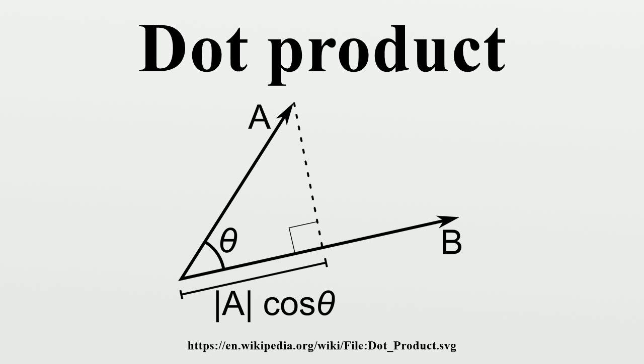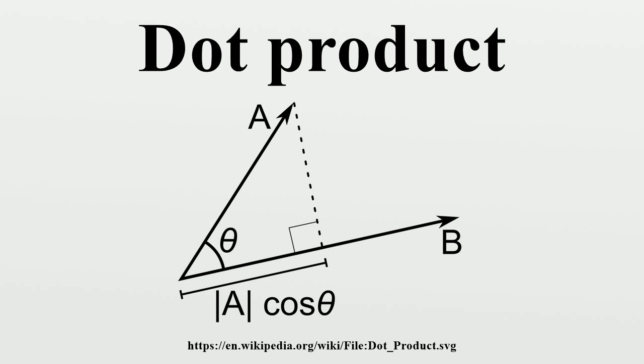Geometrically, it is the product of the Euclidean magnitudes of the two vectors and the cosine of the angle between them. The name dot product is derived from the centered dot that is often used to designate this operation. The alternative name, scalar product, emphasizes that the result is a scalar.